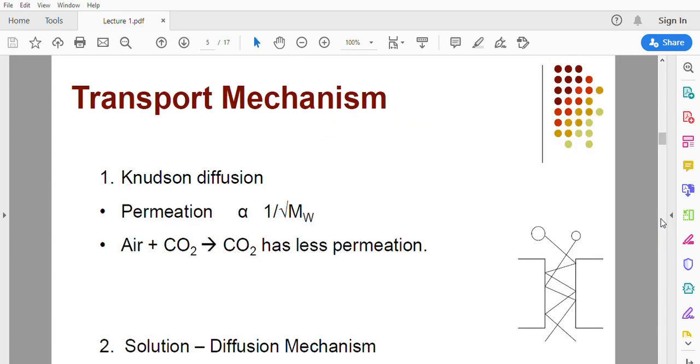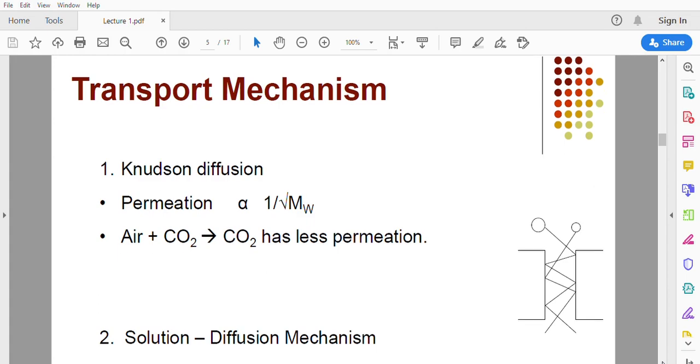Now we will discuss the transport mechanism of gas separation using the membrane process. The transport mechanism of membrane based gas separation can be explained by three different methods. First is diffusion. So what is Knudsen diffusion? In Knudsen diffusion, the membranes are porous membranes. So this is an example of a Knudsen membrane.